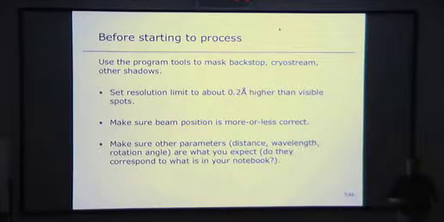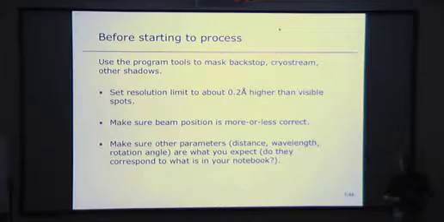Okay, make sure the beam position is more or less correct. If the beam position is wrong, you won't be able to index in the first place, and it just makes life impossible at that point. And then have a look at the other parameters. Make sure the distance and the wavelength and rotation angle and so on that are reported by the program correspond to what you think you collected.